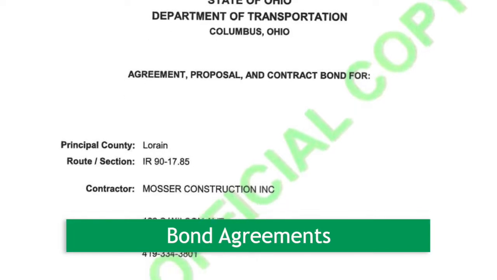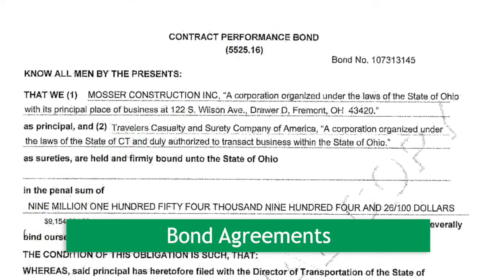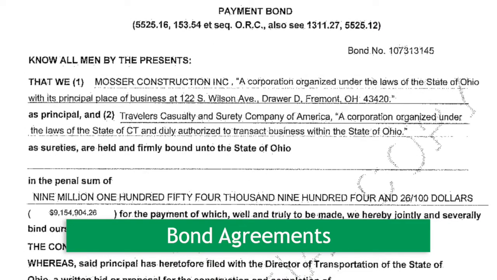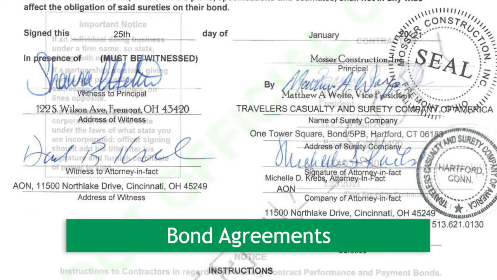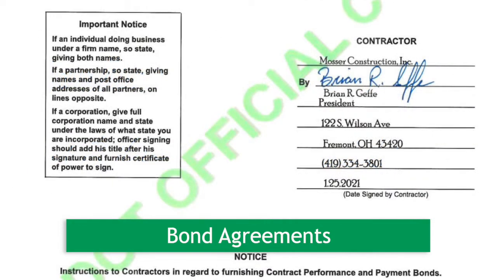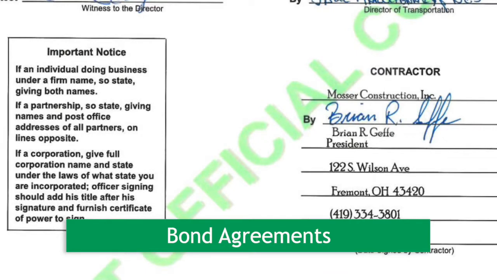An ODOT bid requires 3 types of bonds: bid bond, performance bond, and payment bond. Within the contract, evidence of the payment and performance bond are provided to ODOT. Without this evidence, the contractor would not be able to proceed and under Ohio law would be deemed non-responsive. The payment and performance bonds are each for the full value of the project.